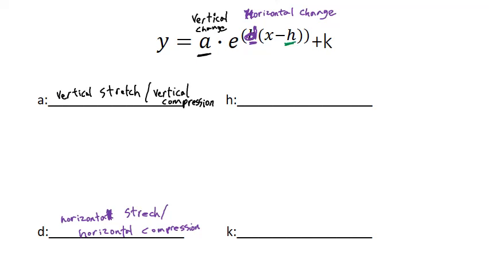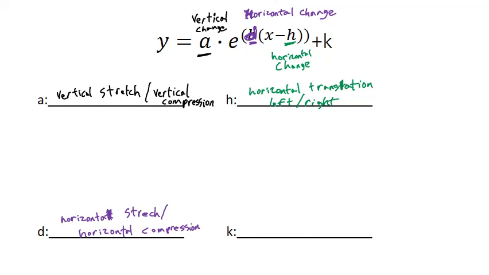h was also applied directly to the x. So h is going to be another horizontal change. So this horizontal change from what we observed moves our graph either left or right. So this is going to be a horizontal translation, and of course we know that the only way we can move horizontally is either left or right.